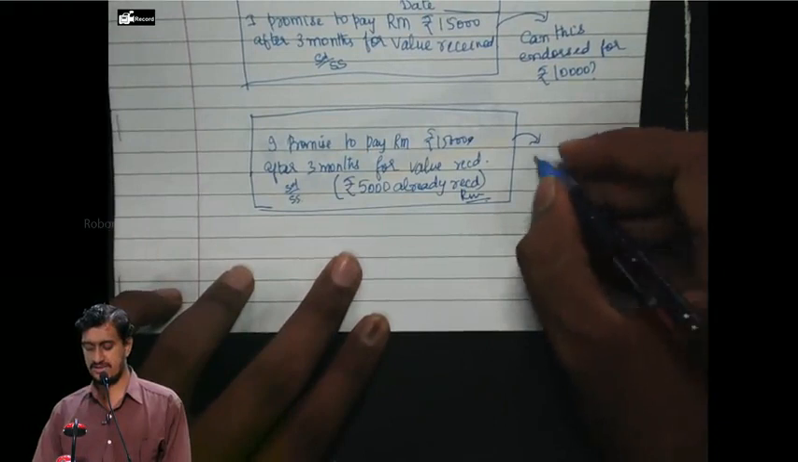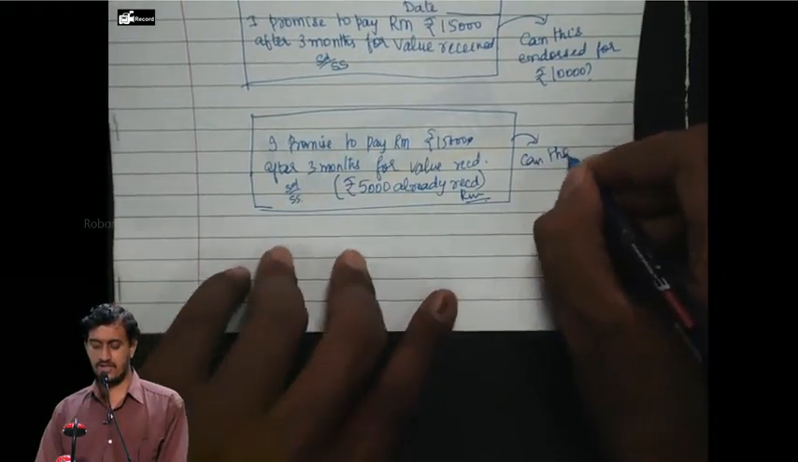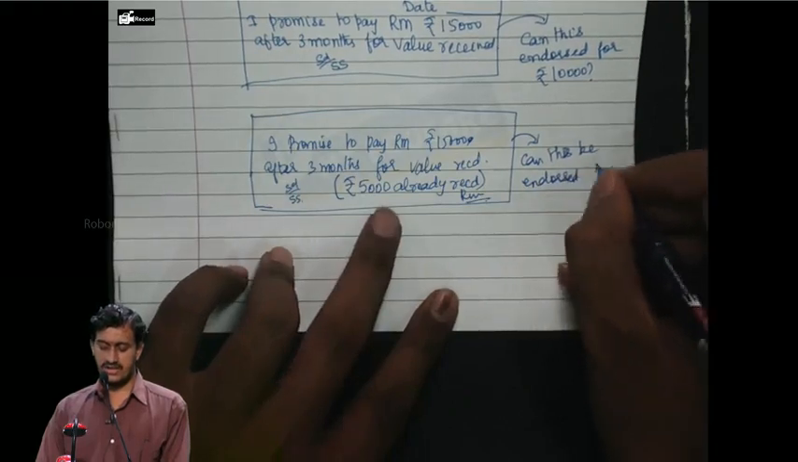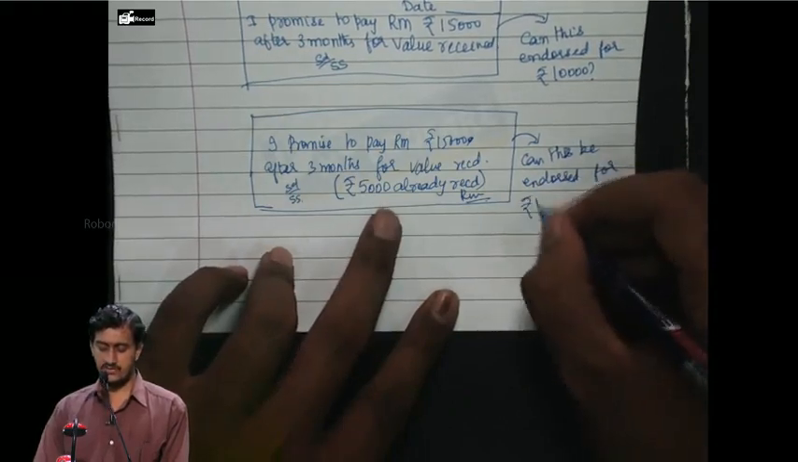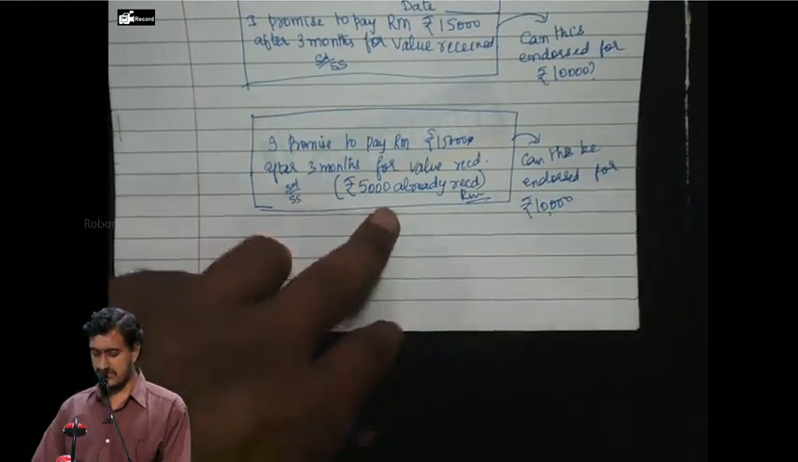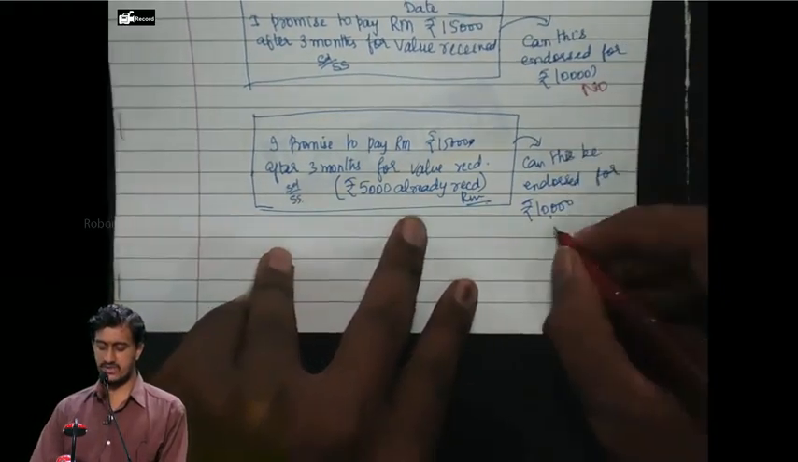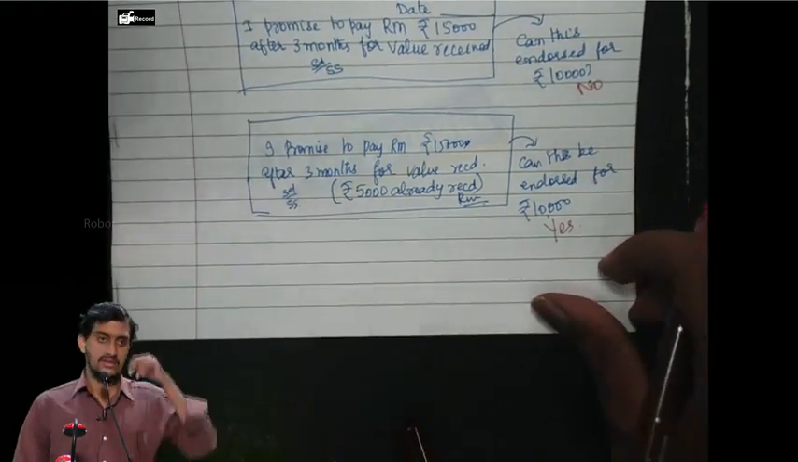Now tell me, friends, can this be endorsed for 10,000? Because now the real value of the instrument is what? Only rupees 10,000. For this value, this instrument can be transferred. So this is no, and this is yes.